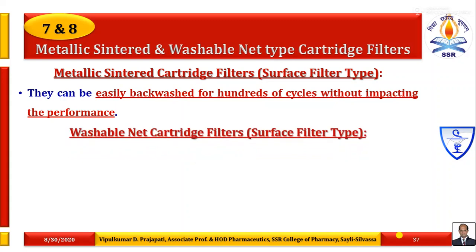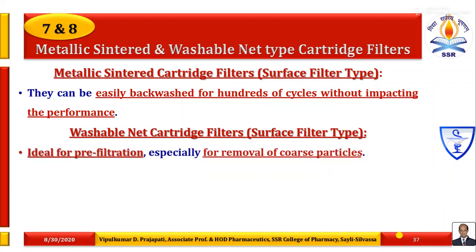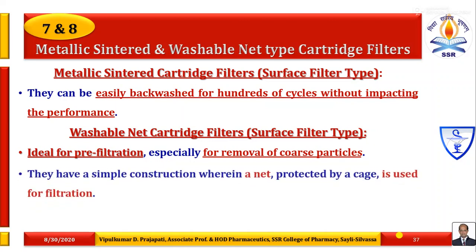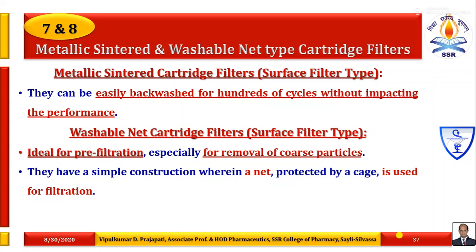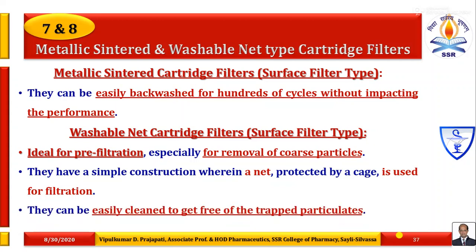This eighth one is known as washable net cartridge filters. That is also a surface cartridge filter. Ideal for pre-filtration, especially for removal of coarse particles. They have a simple construction wherein a net protected by a cage is used for filtration. They can be easily cleaned to get free of the trapped particulates.